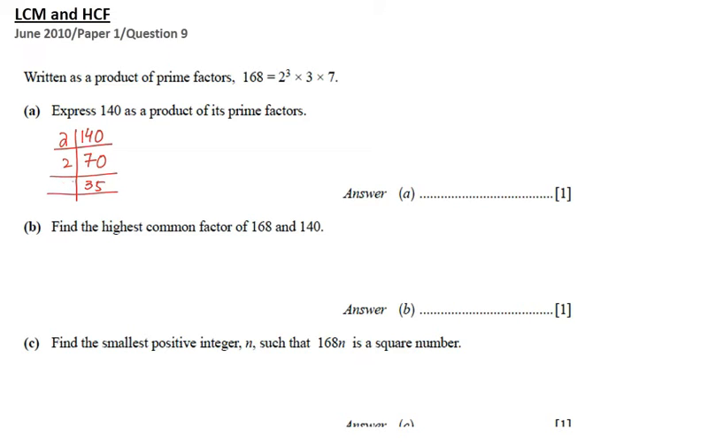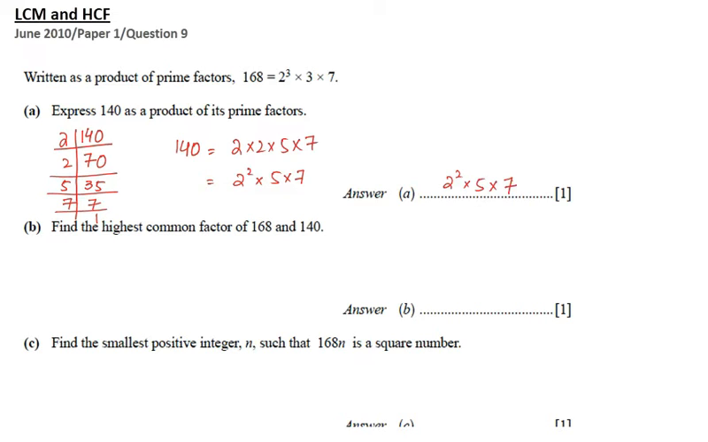Then 35 cannot come in a table of 2 or 3 or 4, so it will come in a table of 5. So 5 times 7 is 35, and then 7 will come in its own table. So 7 times 1 is 7. So the prime factors of 140 are 2 into 2 into 5 into 7, or you can write 2 square into 5 into 7. As they have asked in the question, we write 140 as a product of its prime factors.